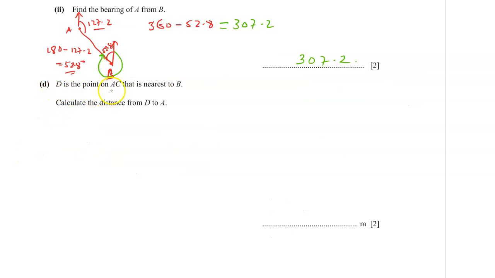D is the point on SC that is nearest to B. Calculate the distance from D to A. Okay, so you can shorten this by drawing with this.